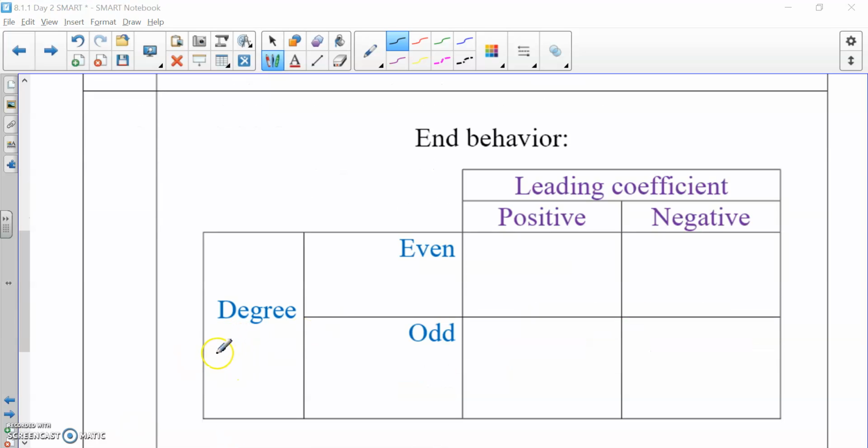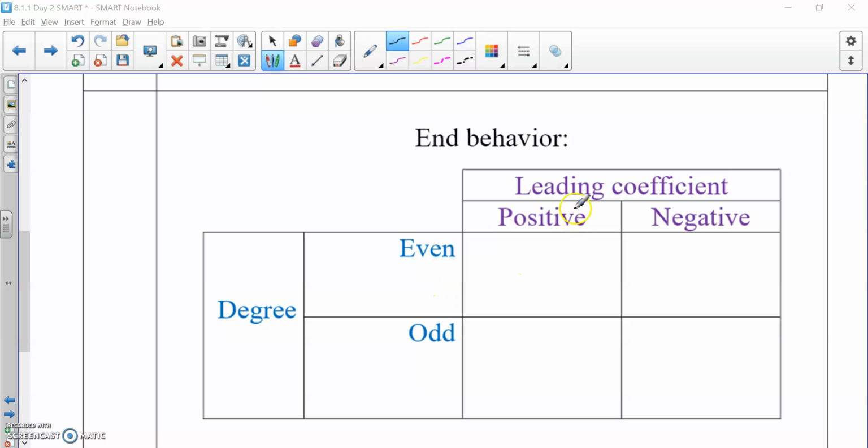So this table is going to be a good way to sort all the different pieces you have to pay attention to when you're trying to figure out end behavior. So the two things that you have to focus on to figure that out are the leading coefficient, which we talked about earlier in 8.1.1, as well as the degree, which we also talked about earlier in 8.1.1.